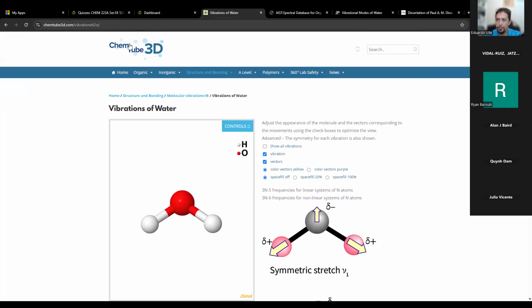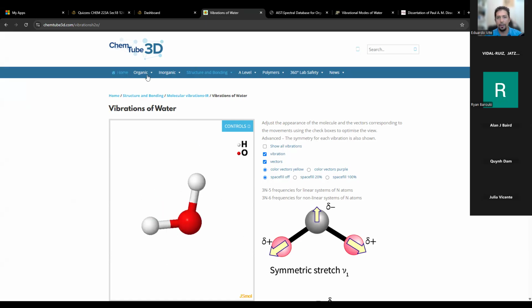CHEM223A. I've used this website for a while now, 10 plus years. I just used it last week to talk about one of my projects in my quantum chemistry class. Very useful website. There's a lot of 3D models that have been derived from X-ray crystallography, so we know exactly what they look like. We know their bond lengths. We know their planes of symmetry, all sorts of information. You can get this and drag it around with your mouse and play with it.